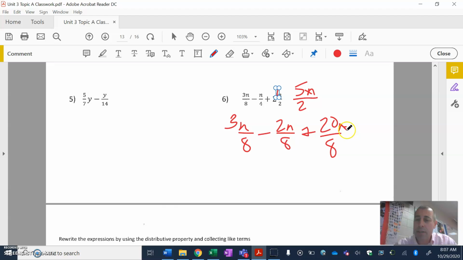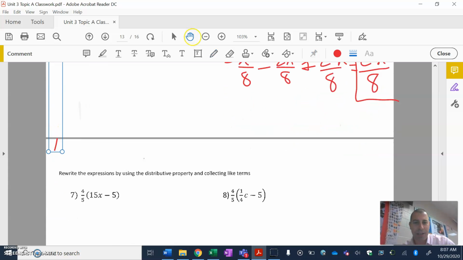All right, they're all like terms. So let's just add: 3n minus 2n, 1n. 1n plus 20n, 21n over your 8. You're done. Show's over. All right.